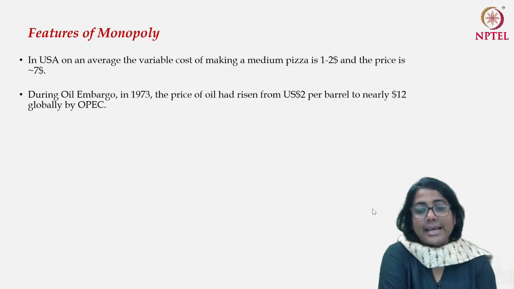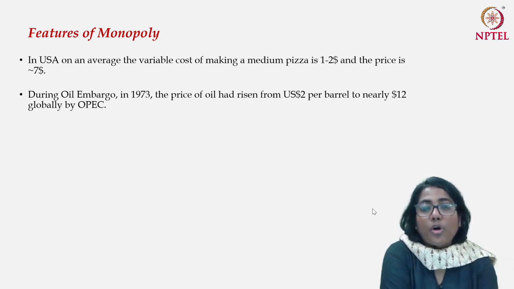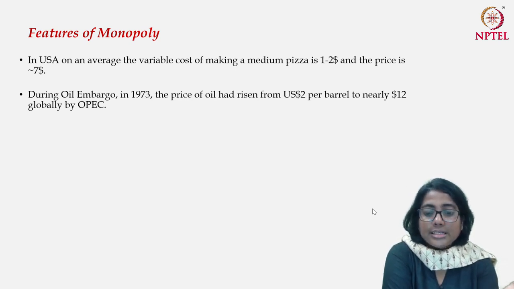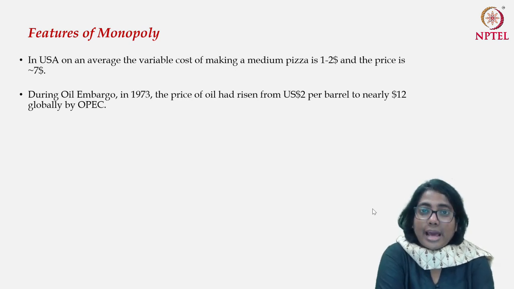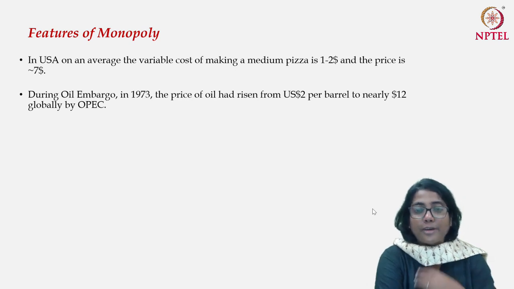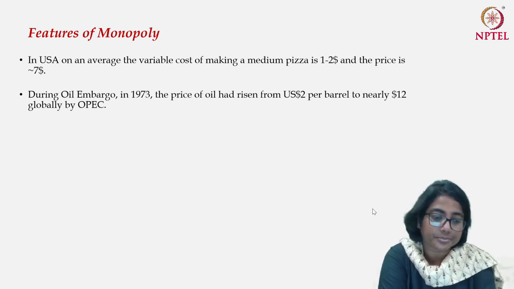Let us take the second example, and this is the example that is known to all of us. This is in 1973, where the first oil crisis took place, and we all know the history of this oil crisis. What happened was that the price of oil rose from, on an average, $2 per barrel to $12 per barrel globally. So that was the average global increase in the price of oil.